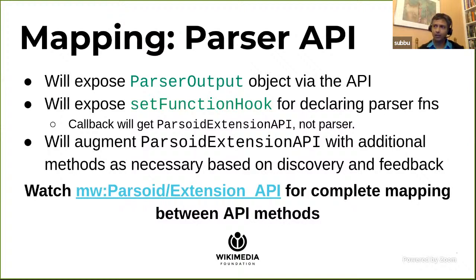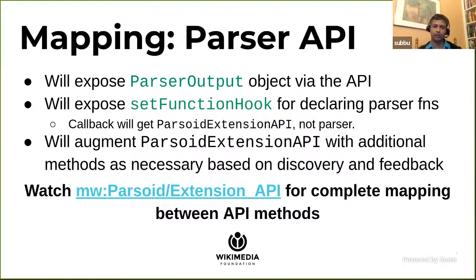So right now, the code in production does not expose the parser output object via the API. This is something that we know and will fix. And we also do not expose the set function hook for declaring parser functions. Once again, this is something we're going to add. And the only difference is your callbacks will not get the parser object.